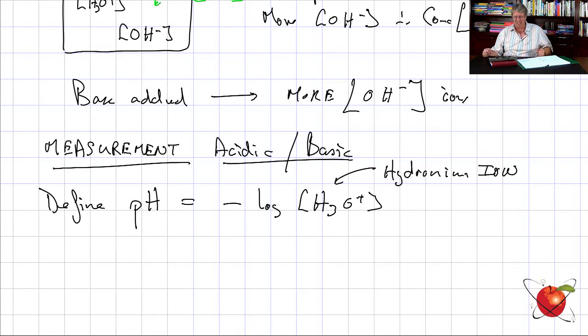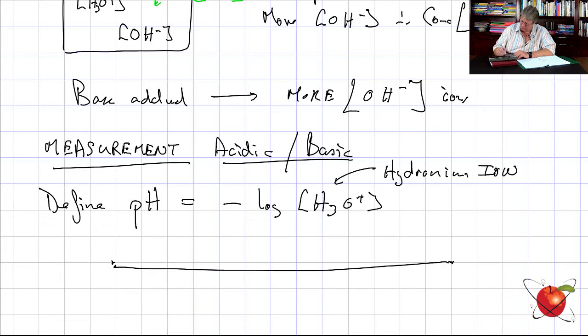We define the pH as being that. End of story. That's what we're going to do for the moment. That's what it's going to be. Now, we have got a pH scale. And the pH scale is going to go along here, and we're just going to talk it through.